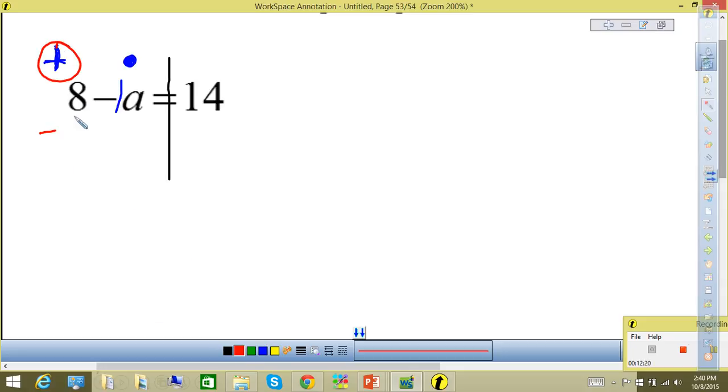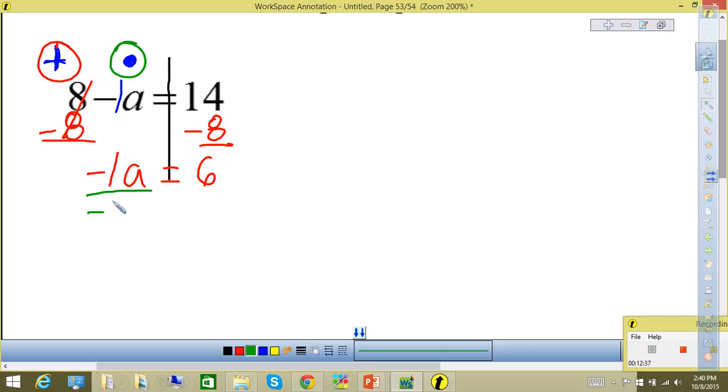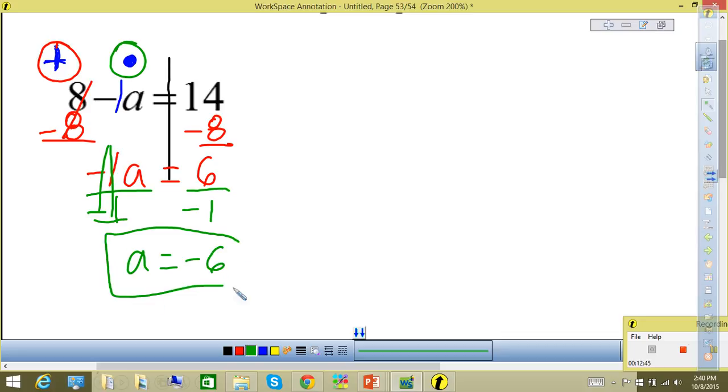So what is the inverse? Minus 8, minus 8. This cancels. We're left with negative 1 times A equals 6. From there, if this was multiplication, what is the inverse? Divide by negative 1. This is A equals negative 6. Copy that, please. You see how from far away it could have been a mistake if I used this as subtraction? Yeah, so be careful with that.